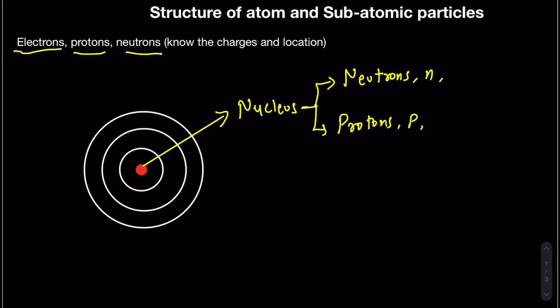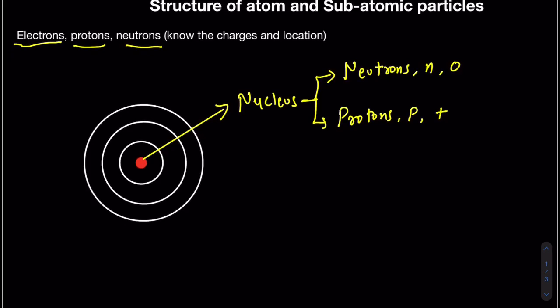The neutrons are actually electrically neutral, so there's no charge on it. However, the protons have a positive charge on it. So I can say the nucleus overall is positively charged. Then around the nucleus we have these well-defined energy shells. These well-defined energy shells actually represent the periods in the periodic table.